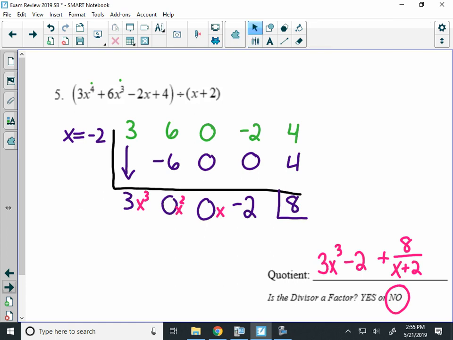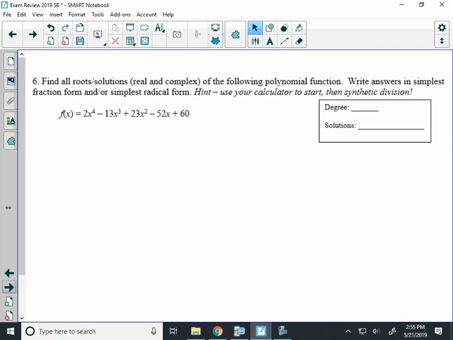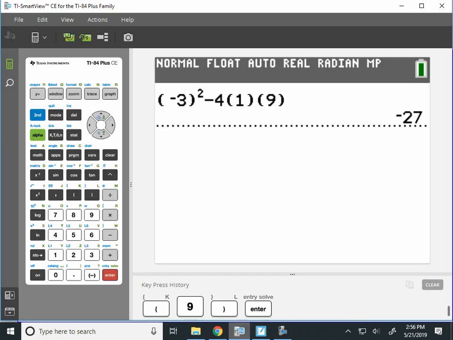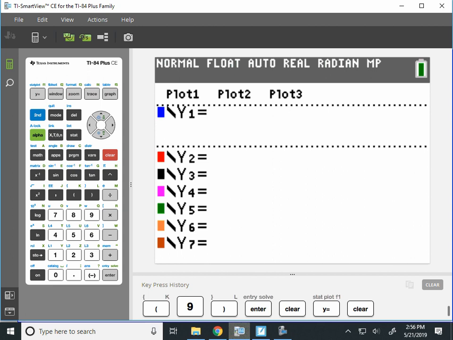All right, we'll get a little bit more practice with synthetic division here in number 6. Number 6, I think, is the last one of this unit. Yep. So number 6, you're going to need a calculator. So we're going to find all of the roots, real and imaginary and complex, of this polynomial. So the hint is use your calculator and use synthetic division. So the first thing I would suggest you do is to graph this polynomial in your calculator.